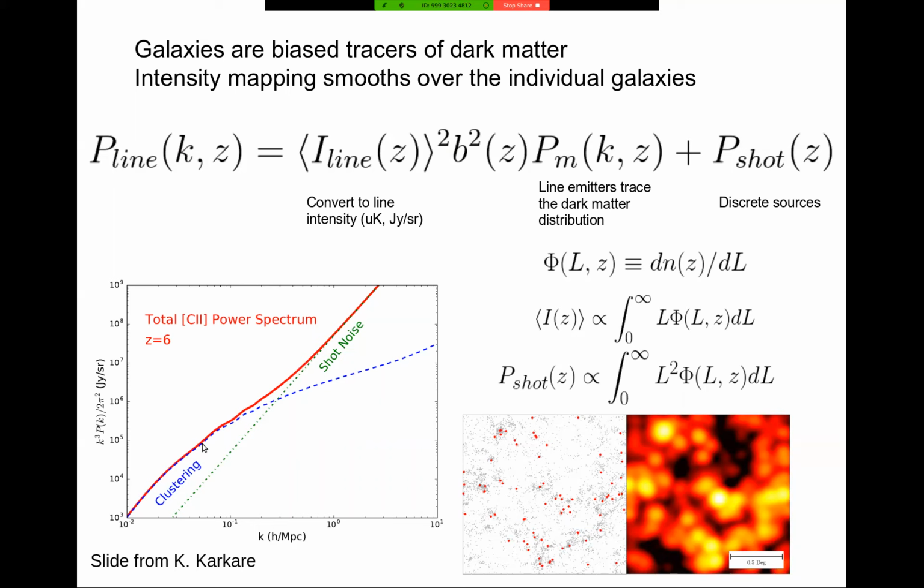And then on the far right, you get what's called shot noise or Poisson noise, which is basically just the fact that there's some randomness in the distribution of objects. So if you put a number of galaxies totally at random, there's some power spectrum associated with their distribution.